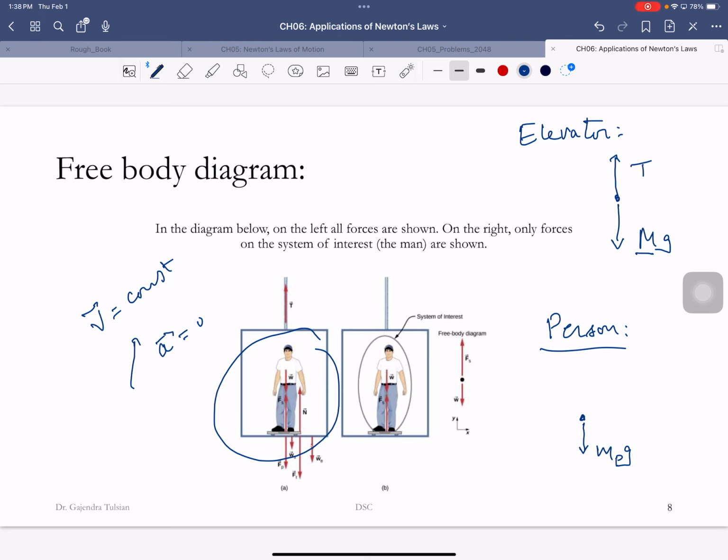The forces that... I'm sorry? The person exudes a force when you're standing, so as to not sink into the floor. So like the counter force. Yes, and that's got a name. That's the normal force. Okay.